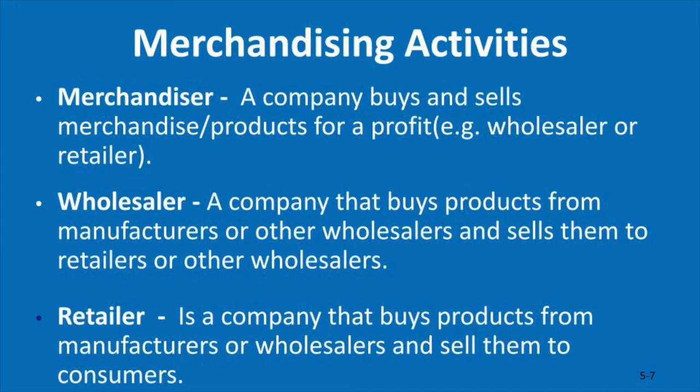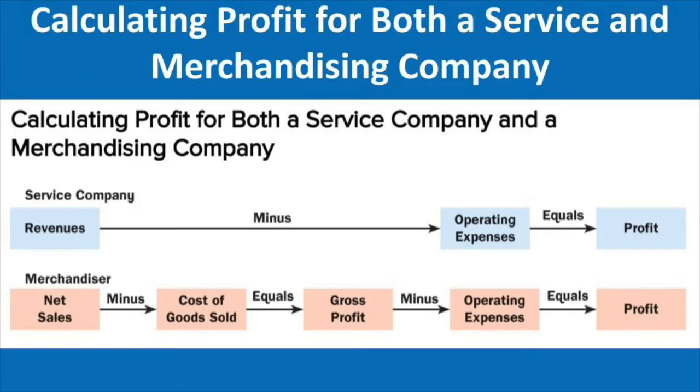And these merchandisers can be split into two different types. There's wholesalers, which are companies that buy products from manufacturers and other wholesalers and sell them to retailers or other wholesalers, so they're like a middleman. And the retailer, which deals directly with the customer, is a company that buys some products from manufacturers or wholesalers and sells them to the end user, the customer.